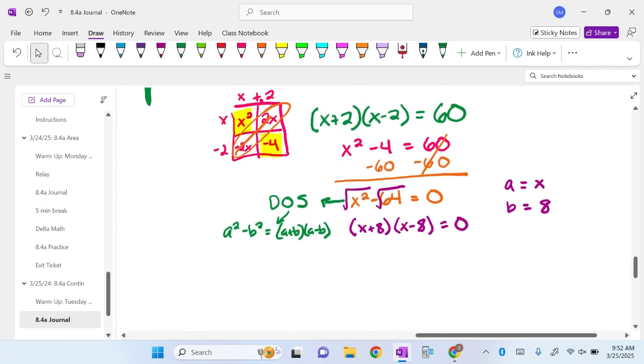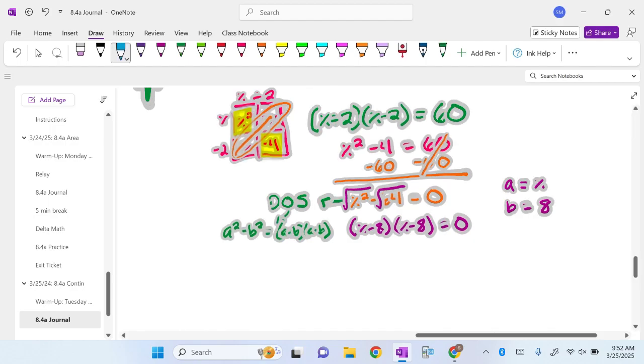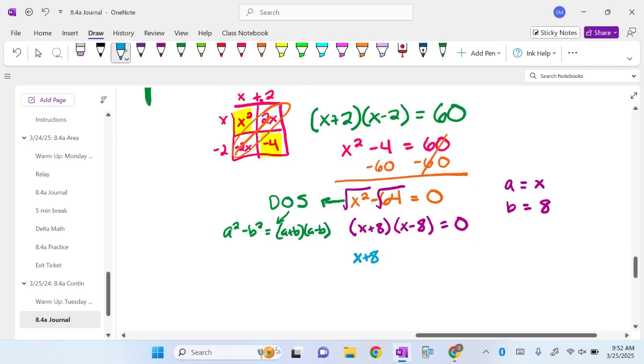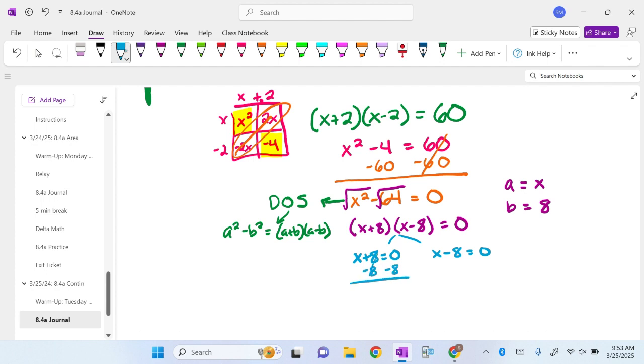So now we got everything factored. So what's my last step for solving for x? Make two different equations, solve the mini equations. So this would be x plus 8 equal to 0, x minus 8 equal to 0. We separated it into two mini equations. All right. Then we just solve them. So we subtract 8 to both sides. That goes away. X is equal to negative 8. Add 8 to both sides. That goes away. X is equal to positive 8.